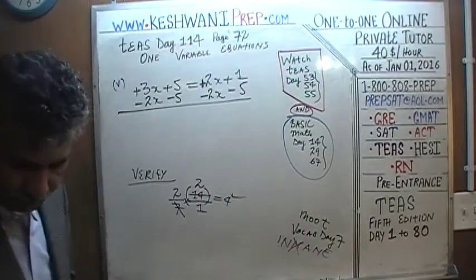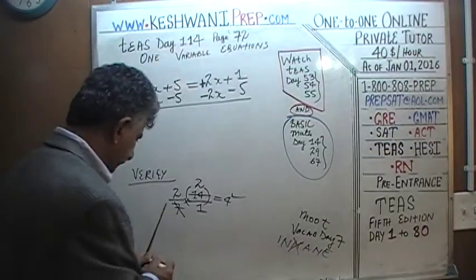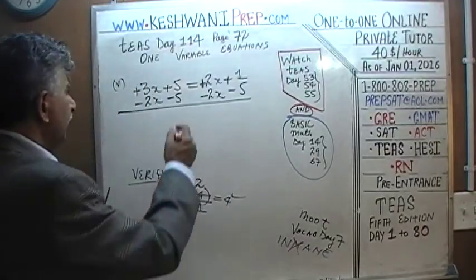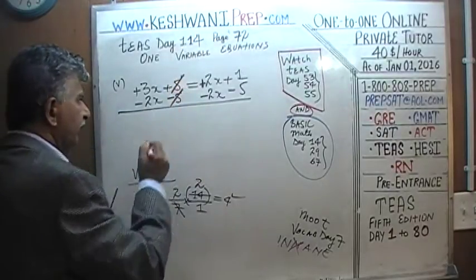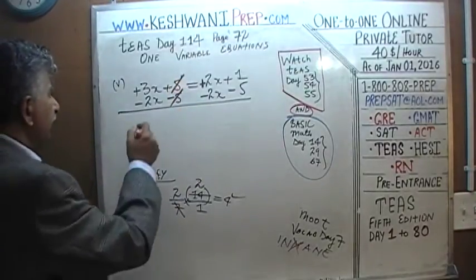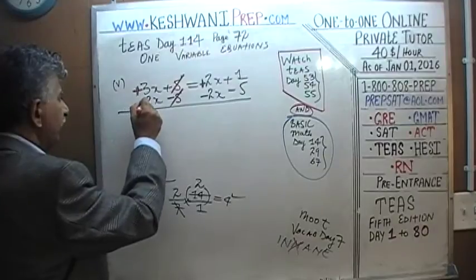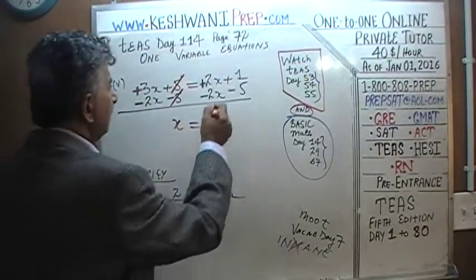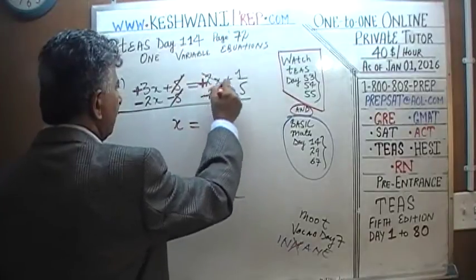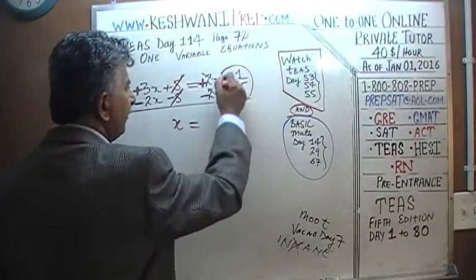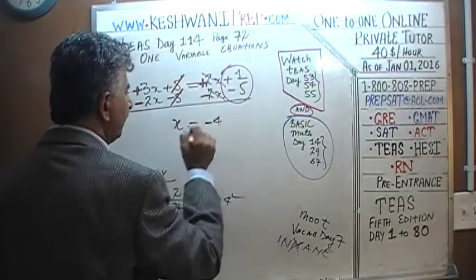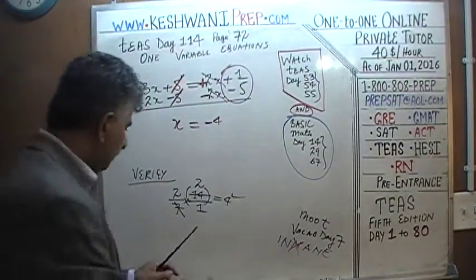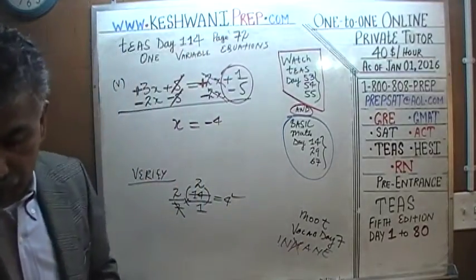Let's see what we can do. It turns out this positive 5 is cancelled out with this negative 5, which was the whole point. And here we are left with positive 3x, and a negative 2x will give us an x, which is exactly what we wanted. Here, the positive 2x and a negative 2x are going to cancel out. And we're left with positive 1 and a negative 5, which is going to give us negative 4. So what we're claiming is that x is equal to negative 4.